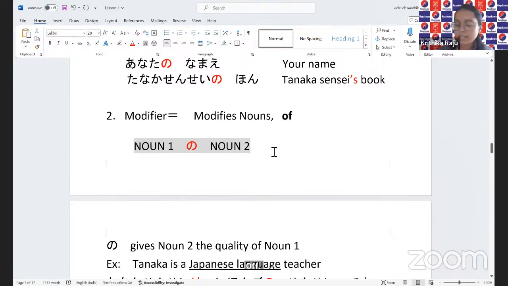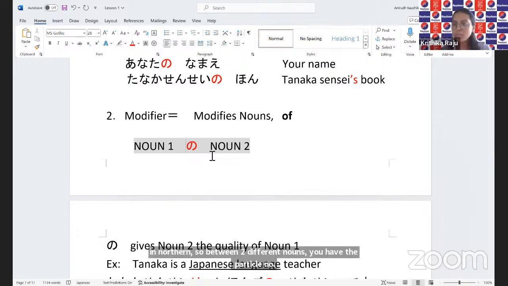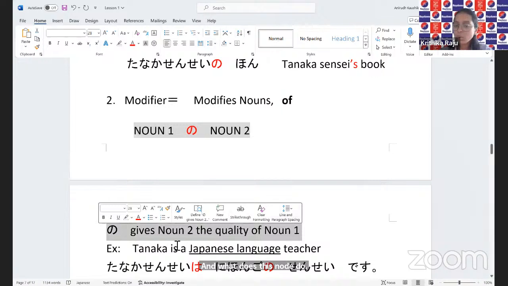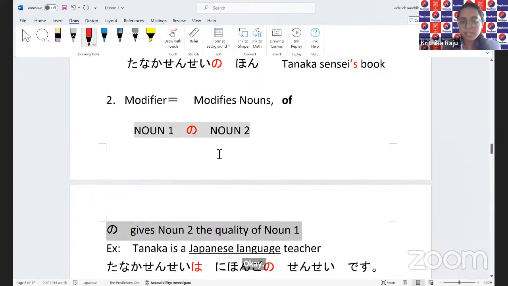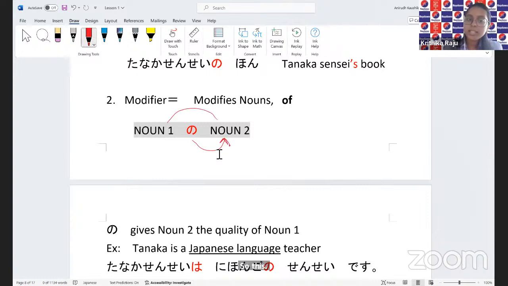So, let's look at this. How does it appear in a sentence? You have noun 1, and then you have no, and then noun 2, another noun. So between two different nouns, you have the particle no. And what does this no do? This no gives the second noun the quality of the first noun. Okay. I will give you examples.